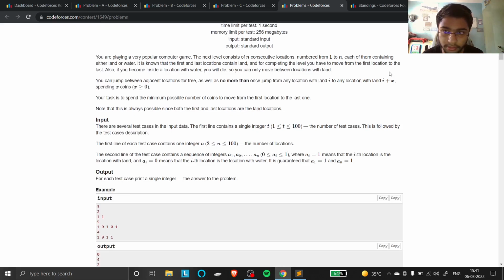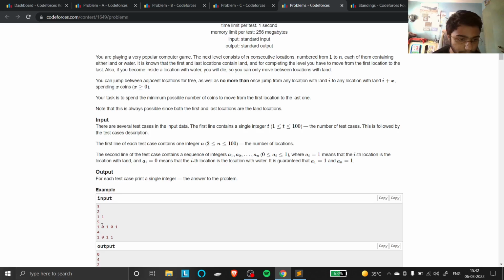Let's read the question again. Okay. You can jump between adjacent locations for free. So the level consists of n consecutive locations numbered from 1 to n, each of them containing either land or water. It is known that the first and last location contain land, and for completing the level, you have to move from first location to the last. Also, if you become inside water, you will die. So you can only move between the locations with land. You can jump between adjacent locations for free.